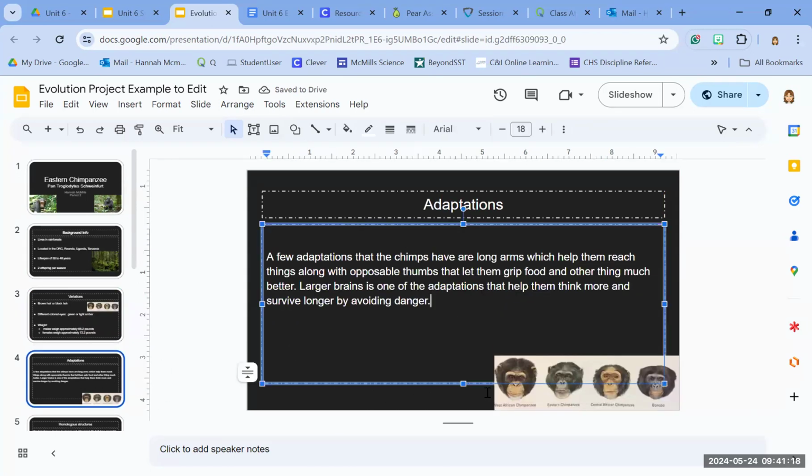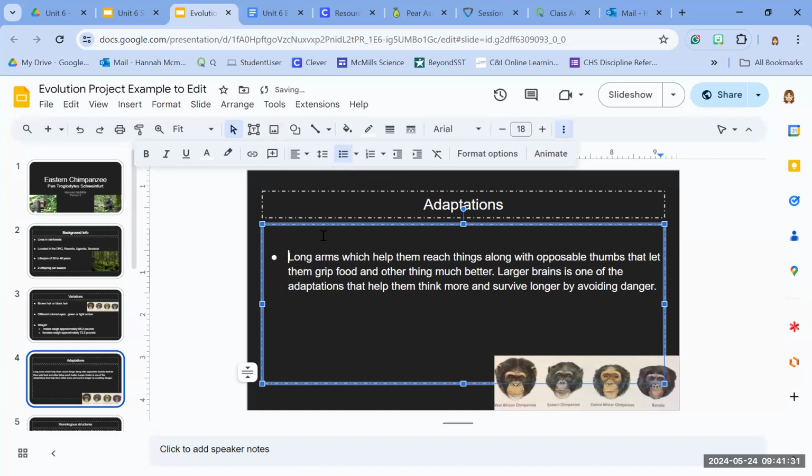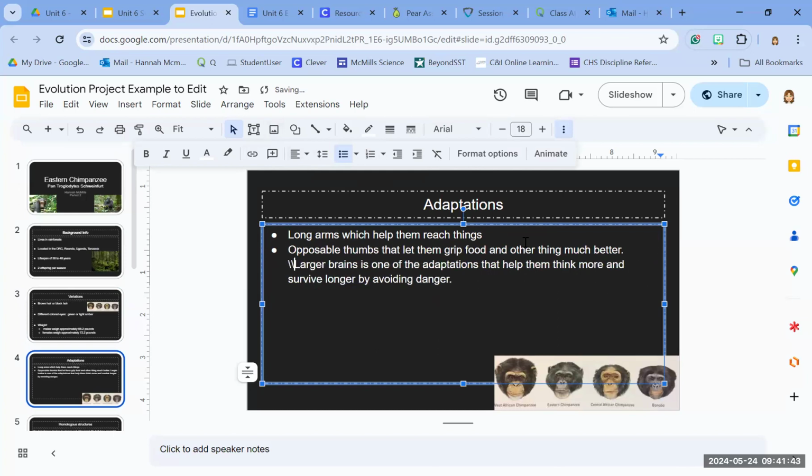So we're going to break it up into bullet points. Okay. We know that we're talking about adaptations. We don't need that. We'll make that into a bullet point. Now, our next idea here is opposable thumbs. So we're going to put opposable thumbs is another one. And then we say larger brains is the next one.